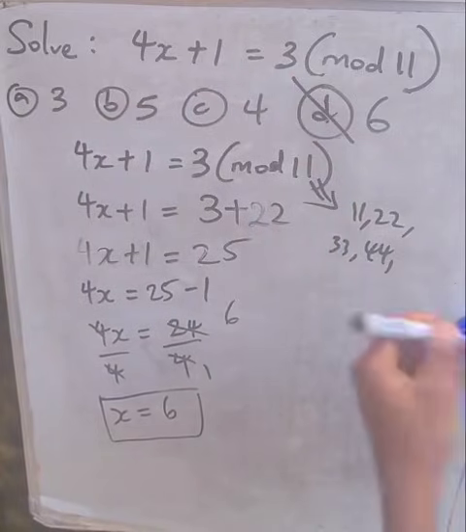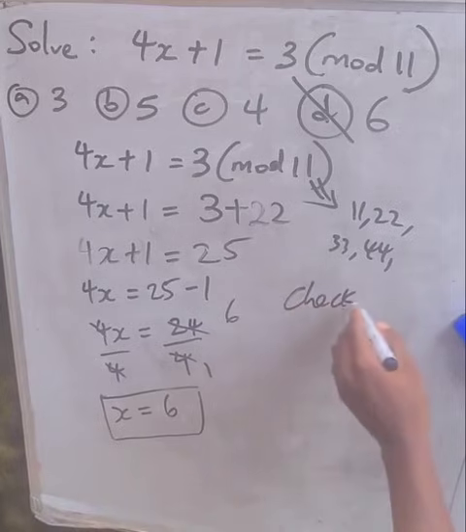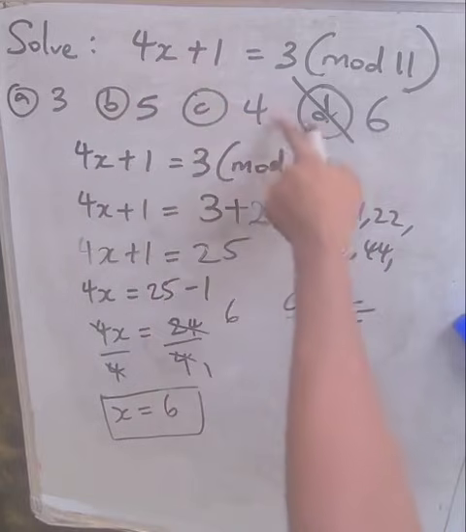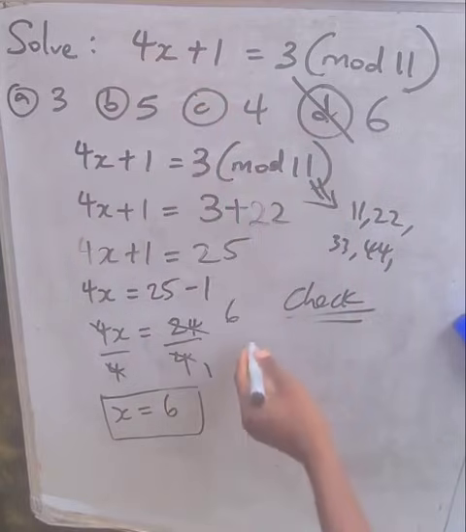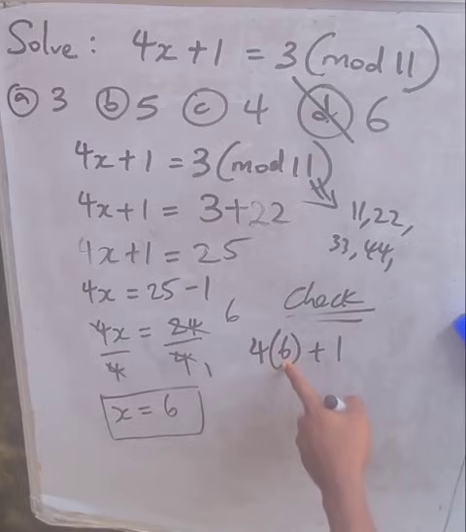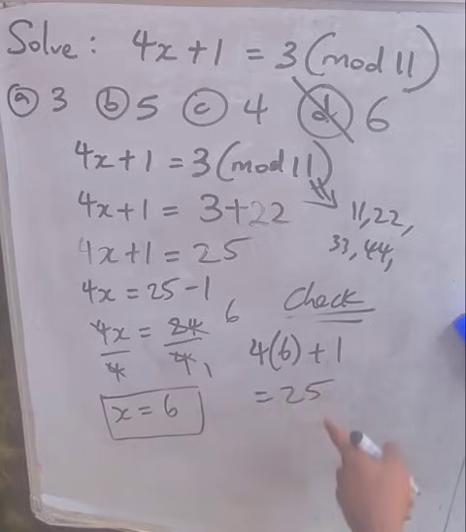So you can decide to check. How do you check? Put your x to be 6 here. So you're going to have 4 times 6 plus 1. 4 times 6 is 24, and 24 plus 1 is 25. Now, what is 25 in mod 11?